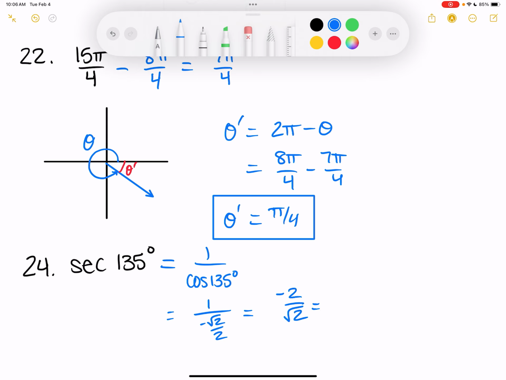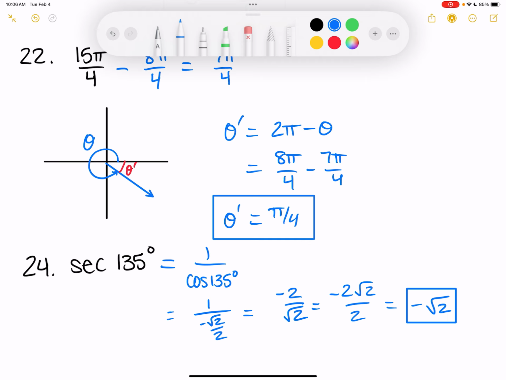And I'm being excessive writing out every little thing. You don't have to do it this way. Rationalize it. I get negative 2 root 2 over 2, which gives me negative root 2 simplified. That's weird, having fractions inside fractions.